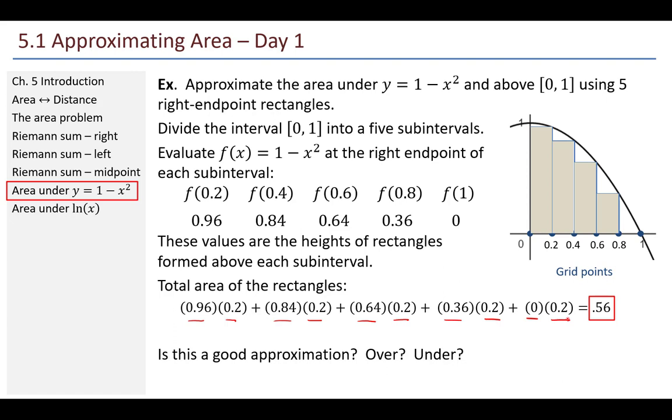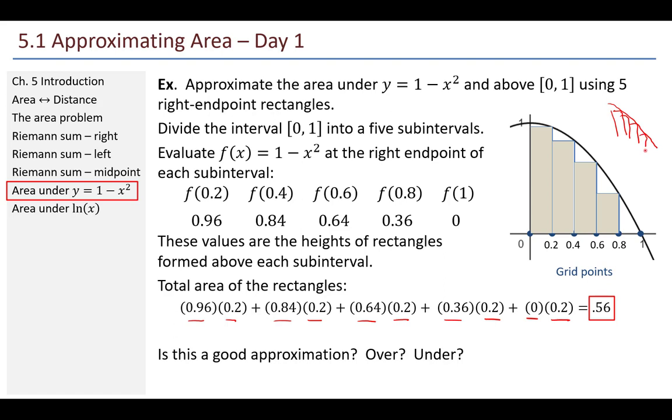It would be better instead of using 5 intervals if I used 10 intervals. That would give me a better approximation. Or if I used 1,000 intervals, that would give me a very good approximation. We can do 5 by hand, but we could also get a computer to do 5,000 intervals pretty easily. Is this an over approximation or an under approximation? Definitely an under approximation. And you can see that whenever I have a decreasing function and I use right endpoint rectangles, I'll have an under approximation.